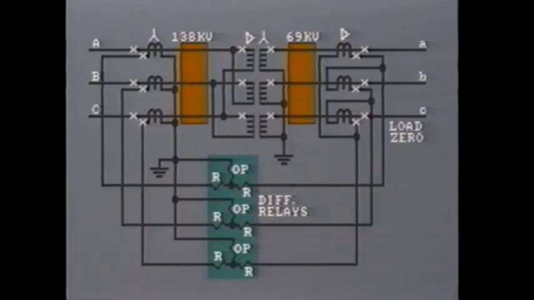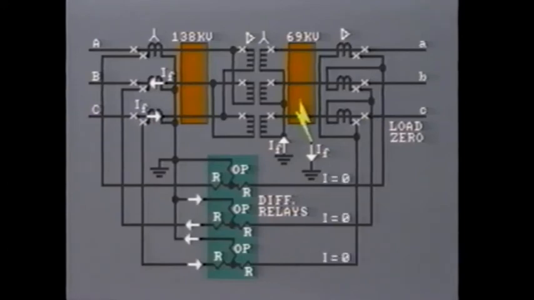Now, with load current assumed to be zero, suppose an internal ground fault occurs in phase C. With a delta Y transformer, this will cause increased current flow in primary phases B and C as shown. This in turn causes increased current flow in relays B and C.